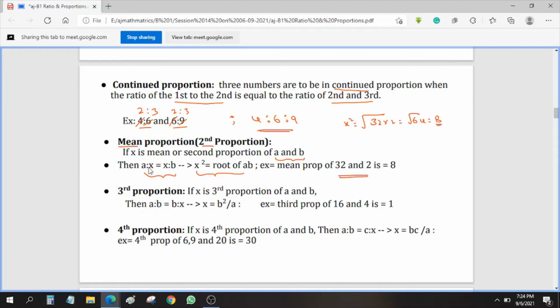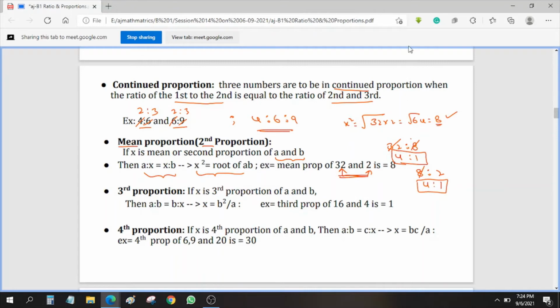Now where do we practically find it? If you use this formula you will get 8. But what does mean proportion mean? Between 32 and 2, this 8 is the middle term. If you observe, 32 to 8, what is the ratio here? 4 is to 1. And 8 to 2, again 4 is to 1. See, the ratio is equal, right? 4 is to 1 and 4 is to 1.